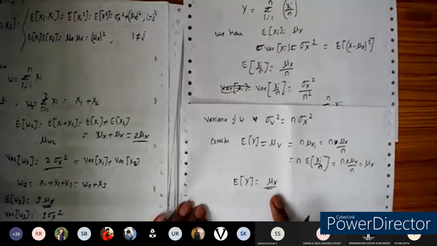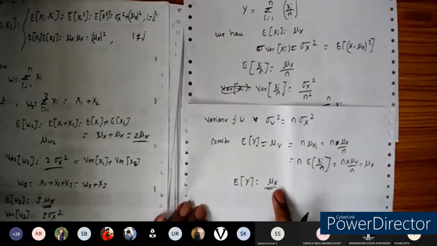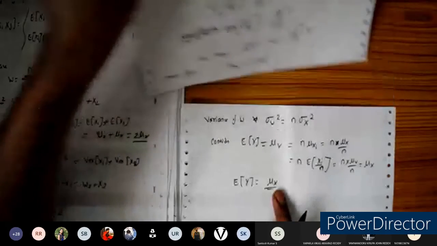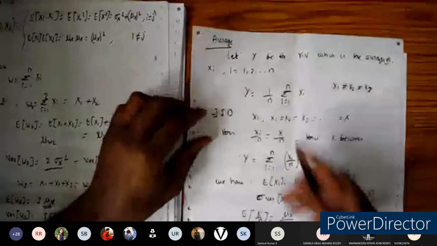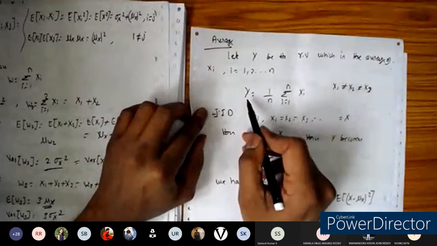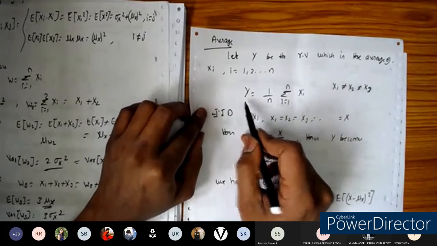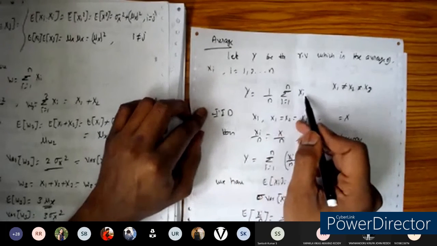Got it, right? Any confusion in this one? So I'll recall what we have done so far, so that there will be no confusion. We have considered the random variable y. This random variable y is the average of the random variables xi.